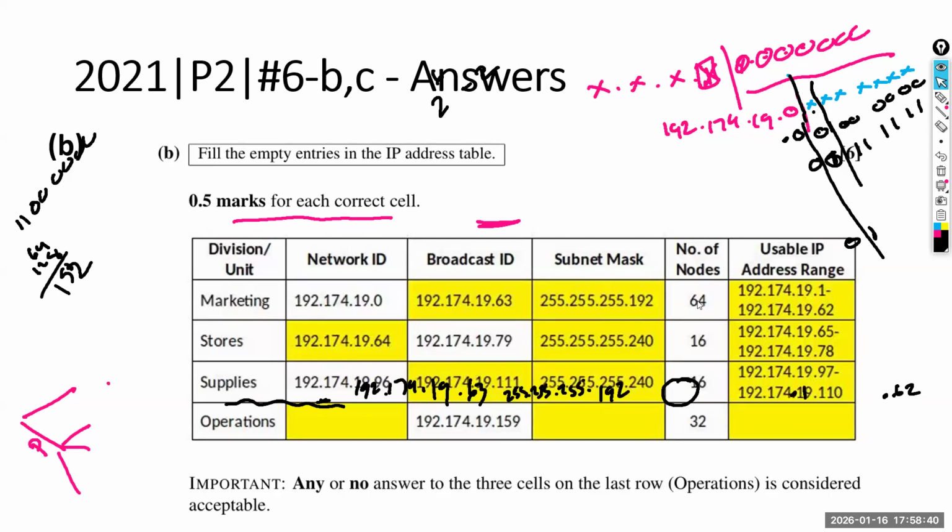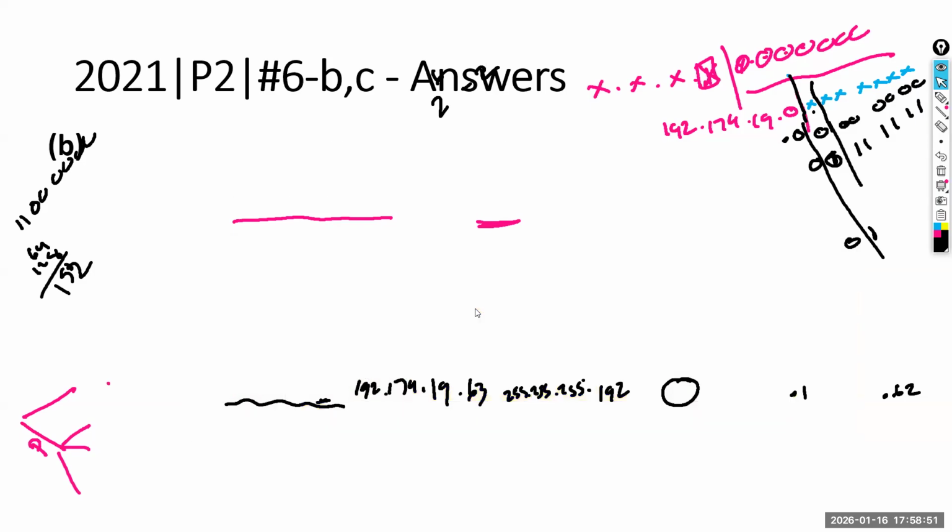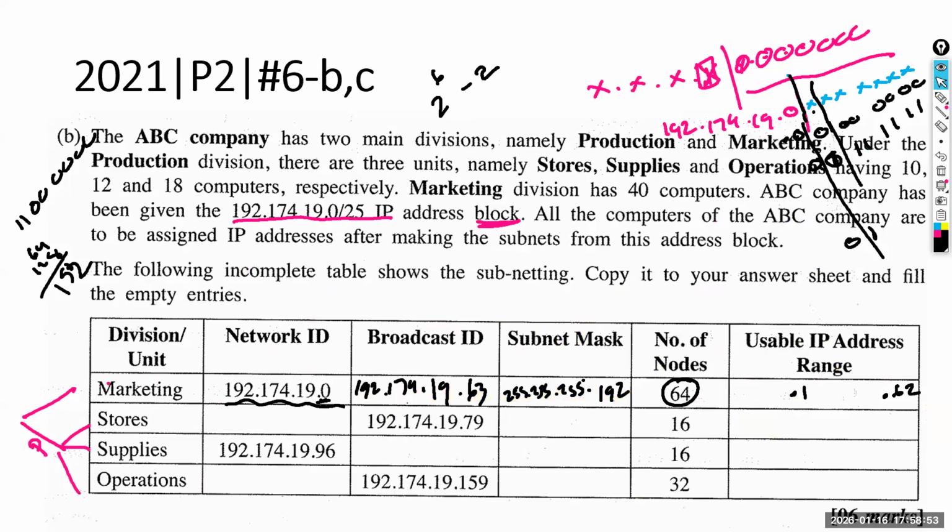Of course, 64 machines. The usable address range is 1 to 62, right? 1 to 62. Is it clear? Okay. If it is not clear, you need to tell.